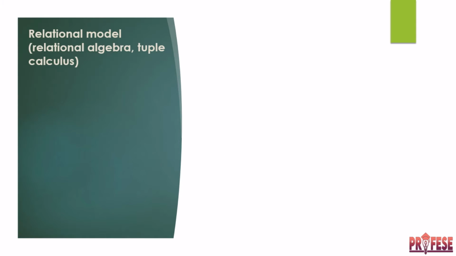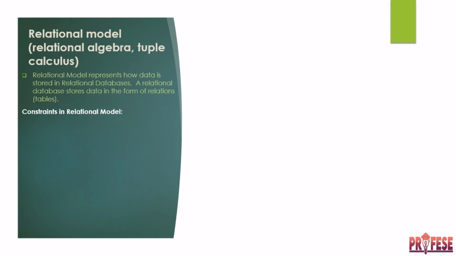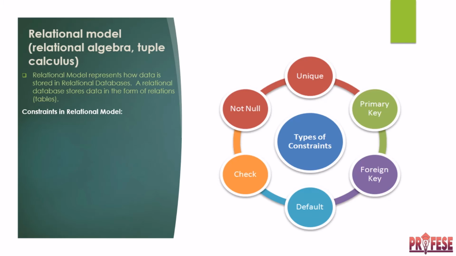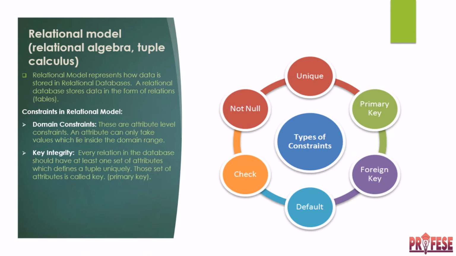Relational model, relational algebra and tuple calculus. The relational model represents how data is stored in relational databases. A relational database stores data in the form of relations or tables. Constraints in the relational model. Domain constraint. These are attribute level constraints. An attribute can only take values which lie inside the domain range.